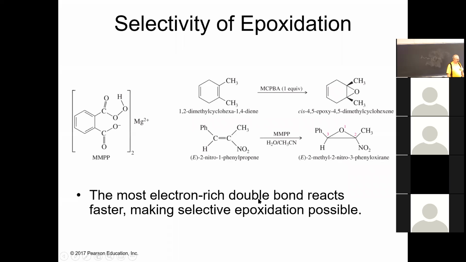The most electron-rich double bonds react faster. So on this side, the one with the two methyl groups, this is the more electron-rich group. So that gets epoxidized first. Here we have MMPP. This is carried out in water and acetonitrile, a more polar solvent.